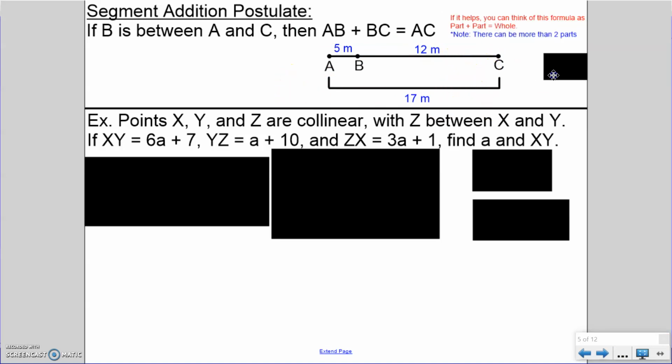Now if it helps you, you can think of this formula as part plus part equals whole. And also note there can be more than two parts. It could be part plus part plus part plus part equals whole if I divide the whole thing into 4 pieces. But basically you just add all the little pieces to add up to the entire big piece.